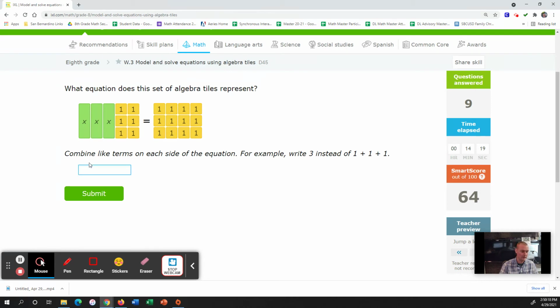So next up, we got 3 sets of x's plus 6 ones equals 12.